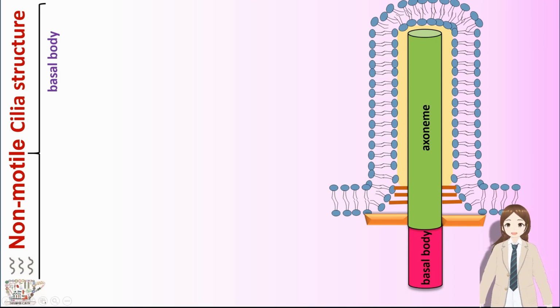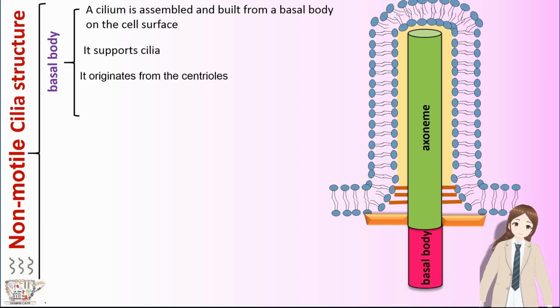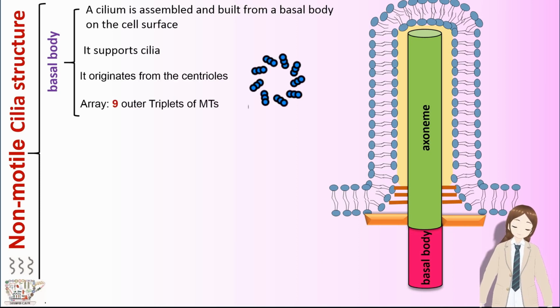The third part of non-motile cilia is basal body. A cilium is assembled and built from a basal body on the cell surface. It supports cilia. It originates from the centrioles. Its array is 9 outer triplets of microtubules.